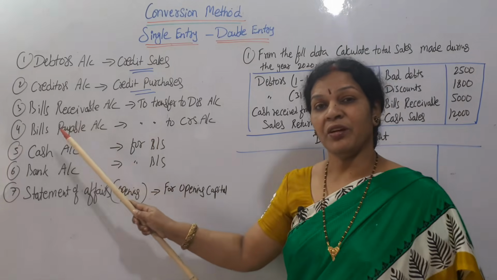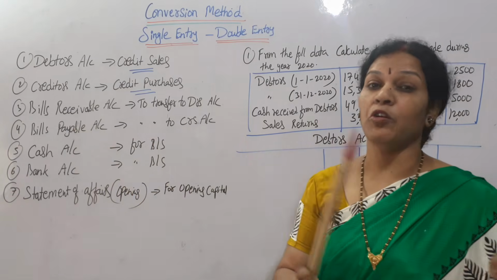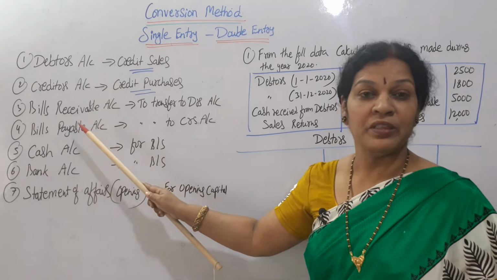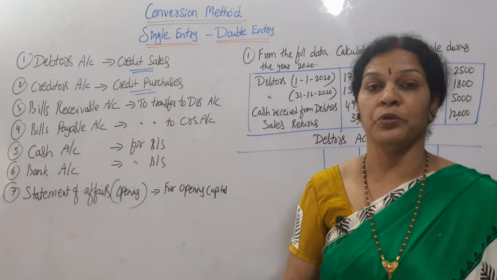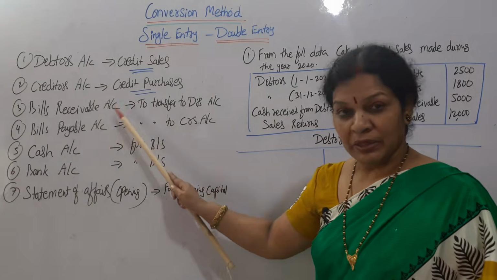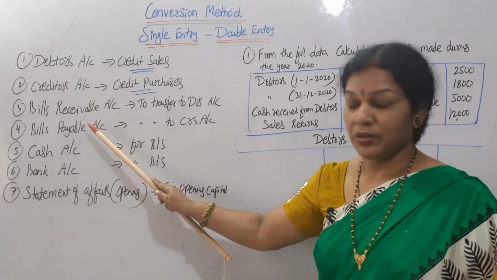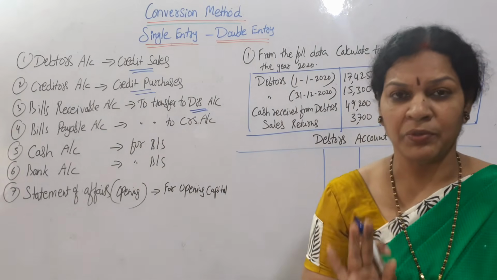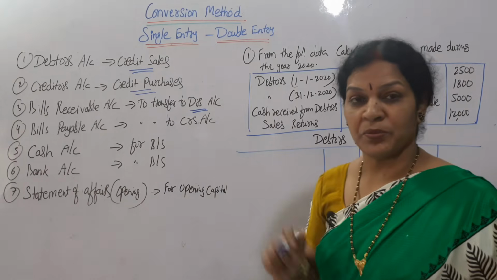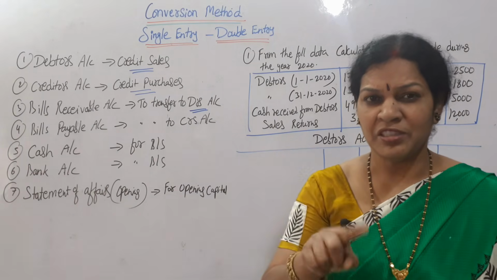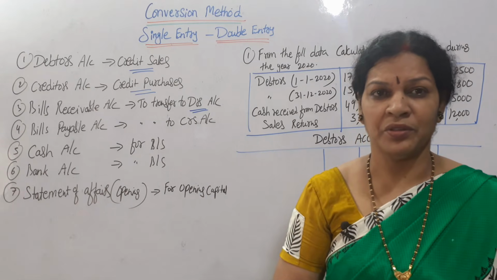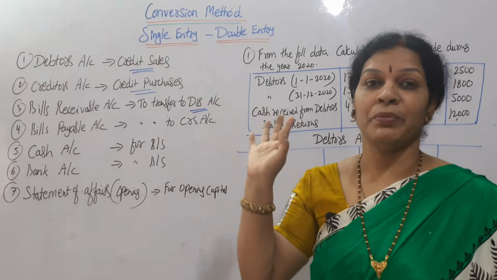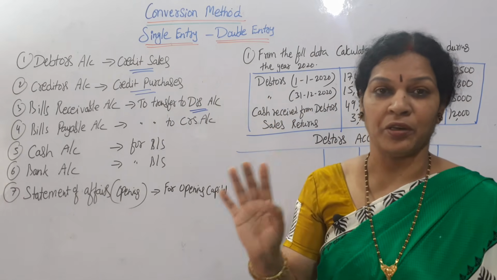And the third one: if any information related to bills receivable, opening, closing and any other information, is there, we are going to open the bills receivable account also. What is the purpose? Whatever balancing figure you get in this account is transferred to the debtors account. Bills receivable and debtors are connected. So we open the bills receivable account if opening and closing bills receivable are given. Otherwise we are not going to open it.